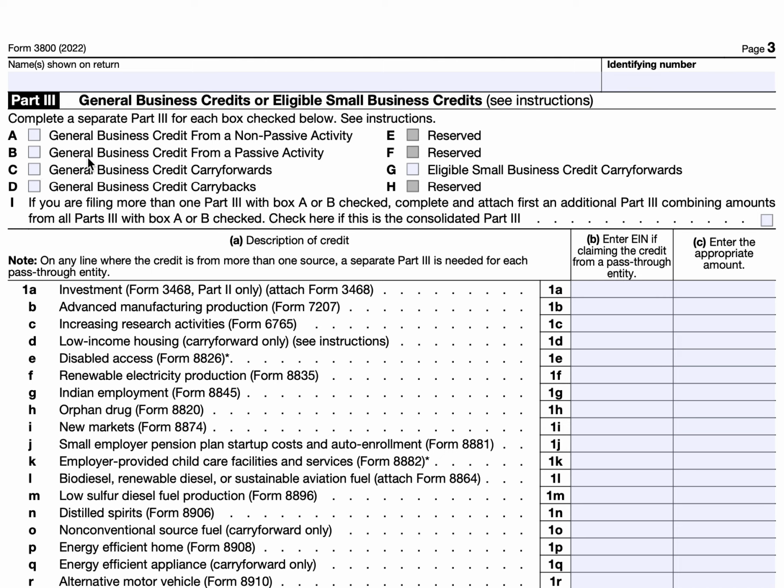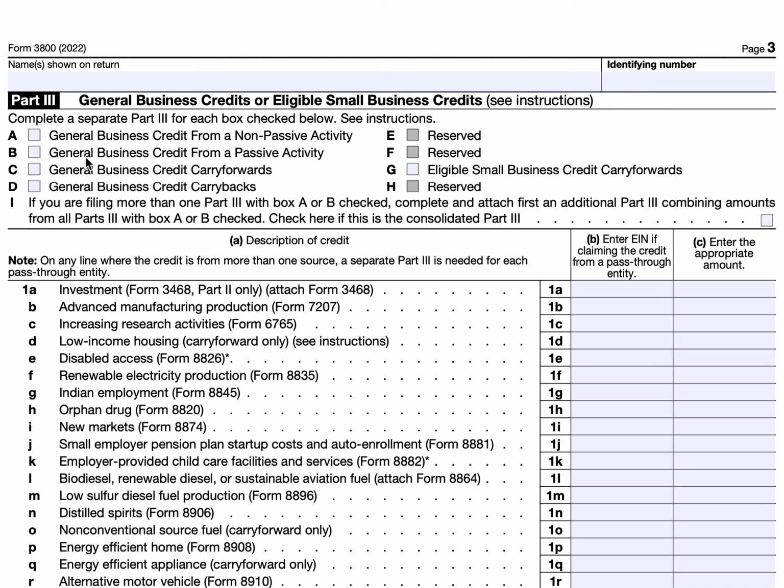Furthermore, when we get into completing the form itself, you may need to complete multiple parts three with a box A or a box B checked. The reason you may have to do that has to do with the employer identification number that is attached to a credit if you're claiming that credit from a pass-through entity such as an S corporation or a partnership.